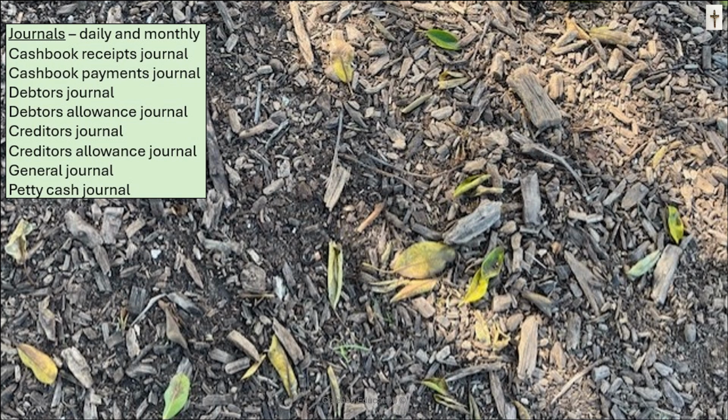The documents are then used to record the information in journals, and the information gets recorded in the journals on a daily basis, and the journals are then posted to the general ledger, the debtors ledger and the creditors ledger. But here are journals. Remember, I have a video on each journal.